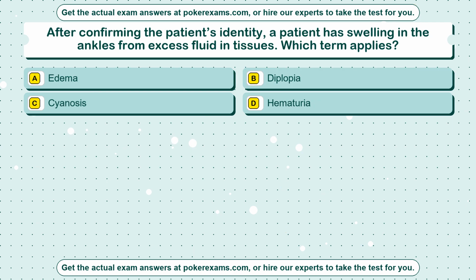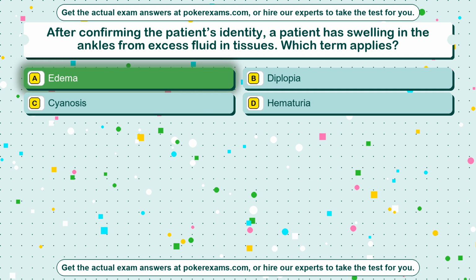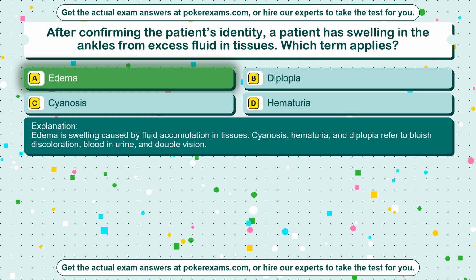Question 44. After confirming the patient's identity, a patient has swelling in the ankles from excess fluid in tissues. Which term applies? Option A, edema. Option B, diplopia. Option C, cyanosis. Option D, hematuria. The correct answer is option A, edema. Edema is swelling caused by fluid accumulation in tissues. Cyanosis, hematuria, and diplopia refer to bluish discoloration, blood in urine, and double vision.